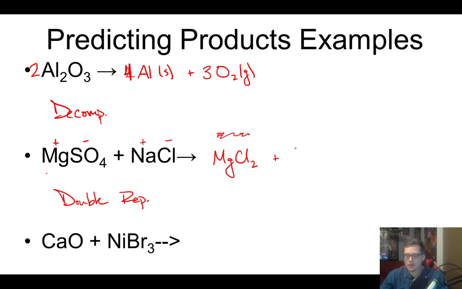And then the other one here is we've got sodium sulfate, right? Because we already used the plus here for this magnesium with this chlorine. So now we're going to put the sodium with the sulfate. So we get Na with SO4. Now we have to think about the charges again.